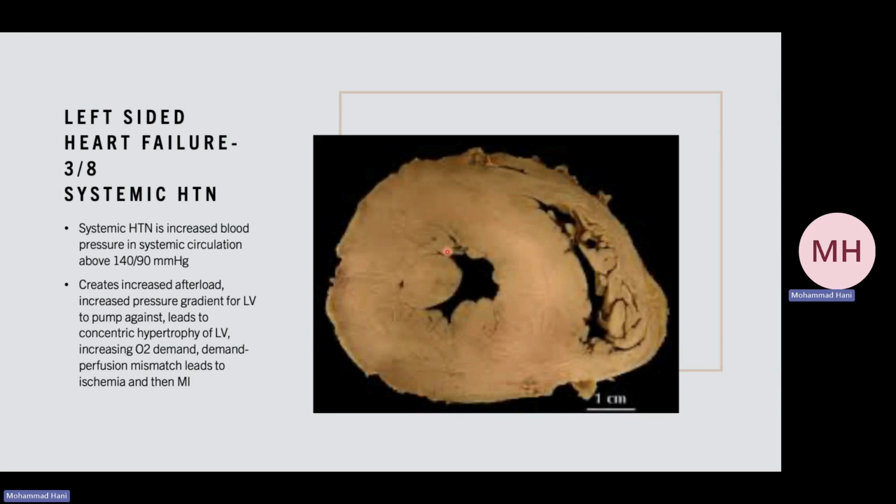As you can see in the picture, this is the left ventricle, this is the right ventricle, and you can see how much hypertrophy there is here due to increased afterload because of systemic hypertension.